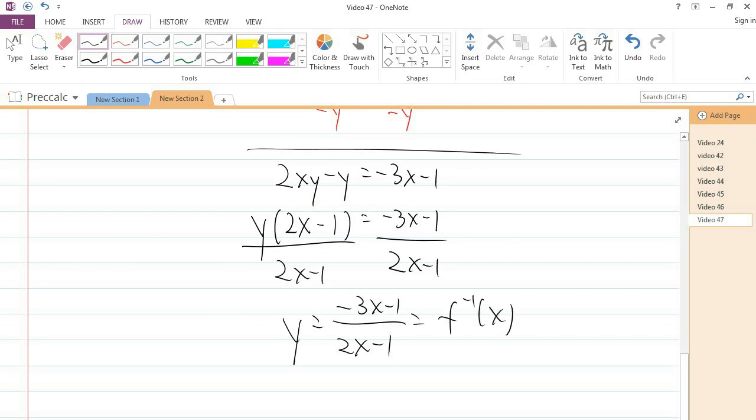So the principle of finding an inverse is the same if we have an equation instead of a graph or a table. We exchange all of the x and y values. All right? Okay, I'm going to wrap this up here.